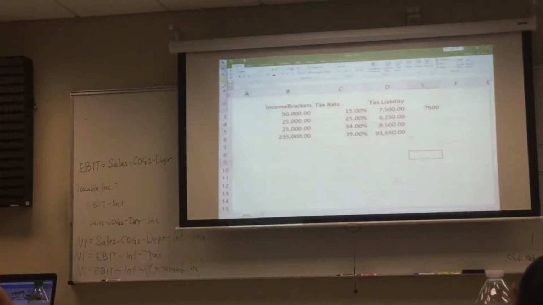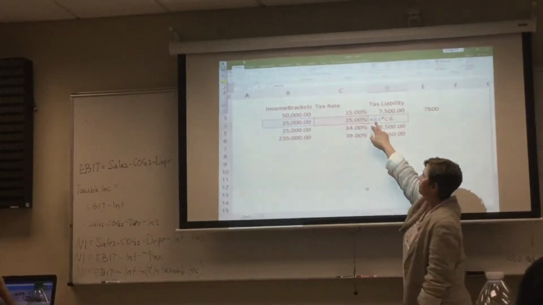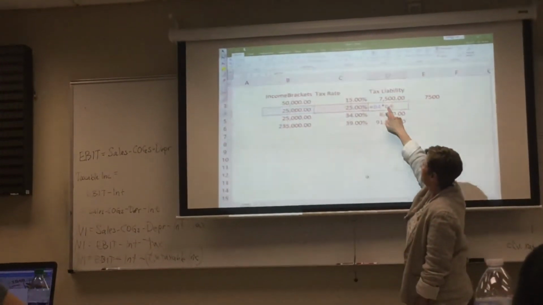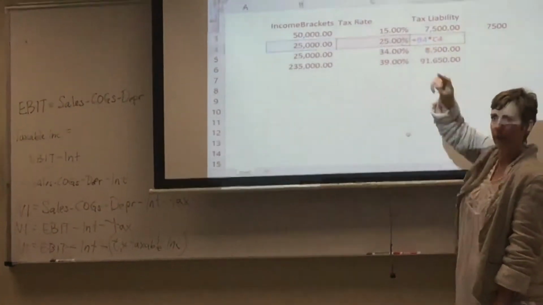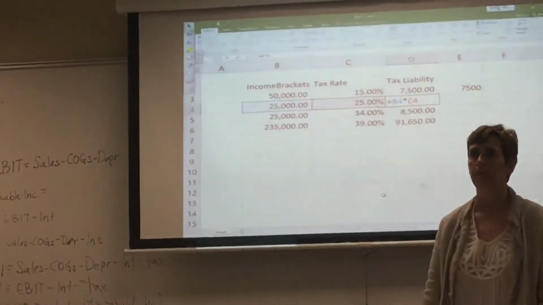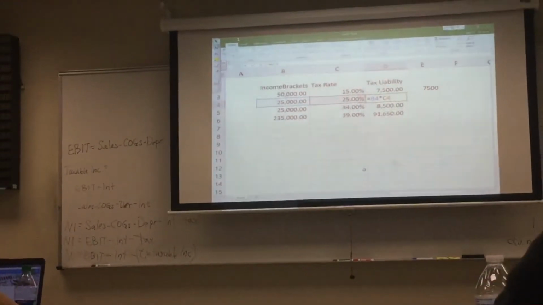Yep, and so look at where my second row has dropped from B3 times C3, I've gone to B4 times C4. Yep. How'd you do the initial equation for B3 and B4?